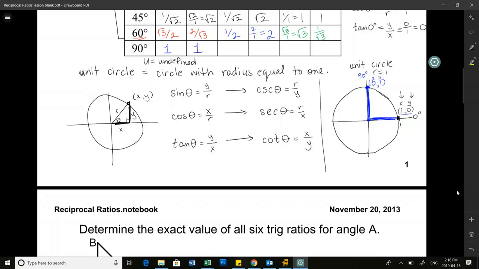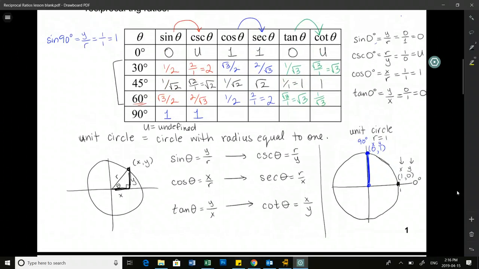Karen? So is the radius 1? The radius is 1, yes. And the y is 1? And the y is 1, yeah. X is 0? The x is 0. Okay, so can somebody tell me what the cos of 90 is equal to?